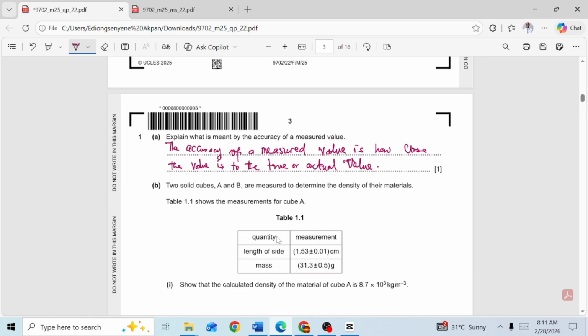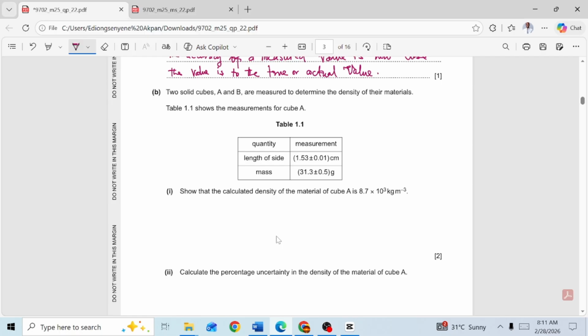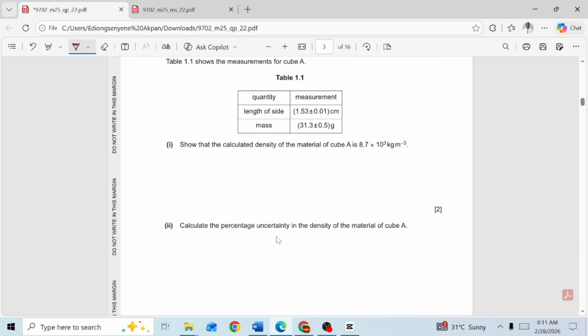B. Two solid cubes A and B are measured to determine the density of their materials. Table 1.1 shows the measurements for cube A: length of side and mass. Show that the calculated density of the material of cube A is 8.7 times 10 raised to the power of 3 kilogram per meter cube.